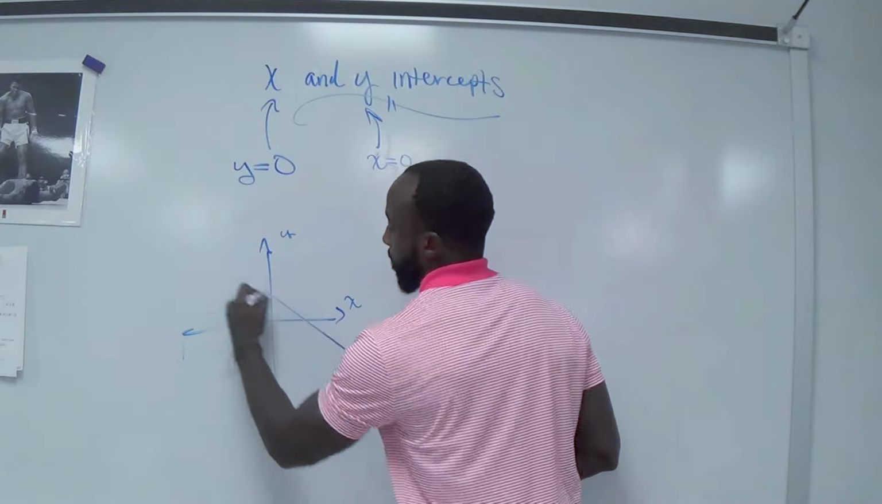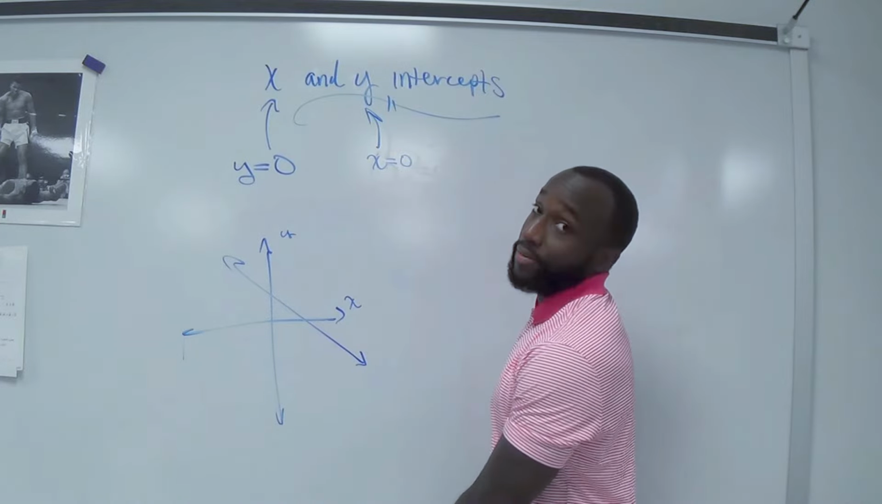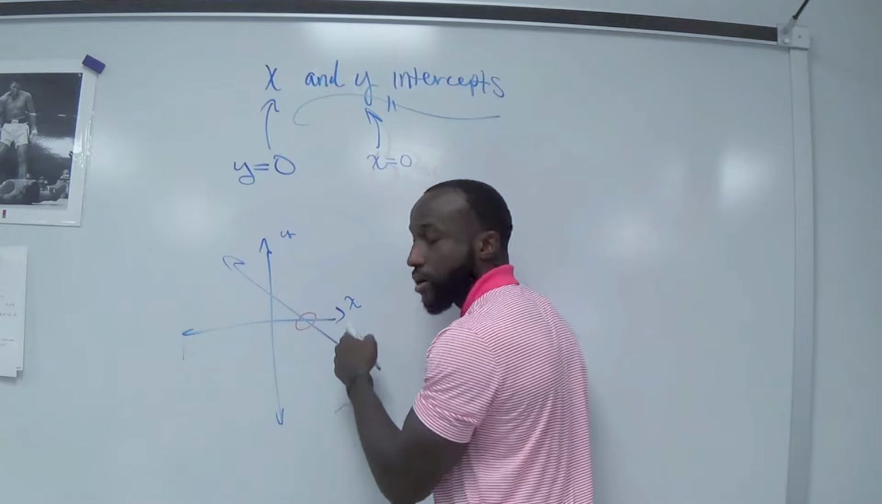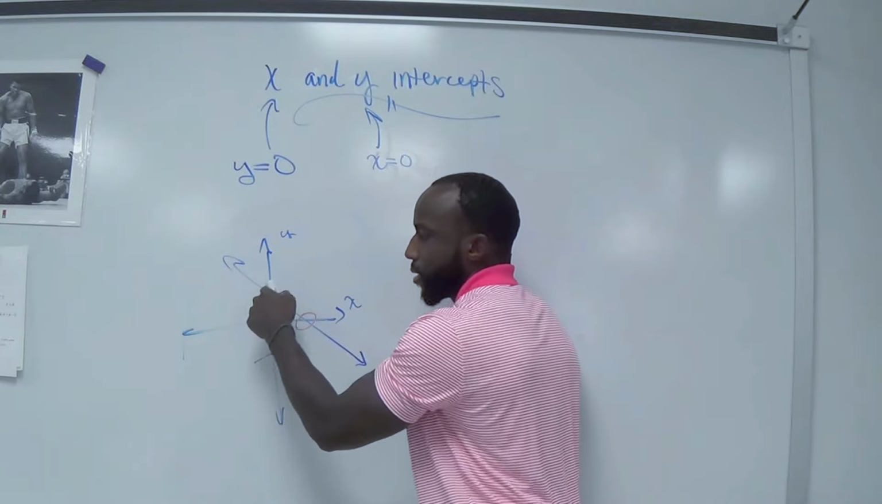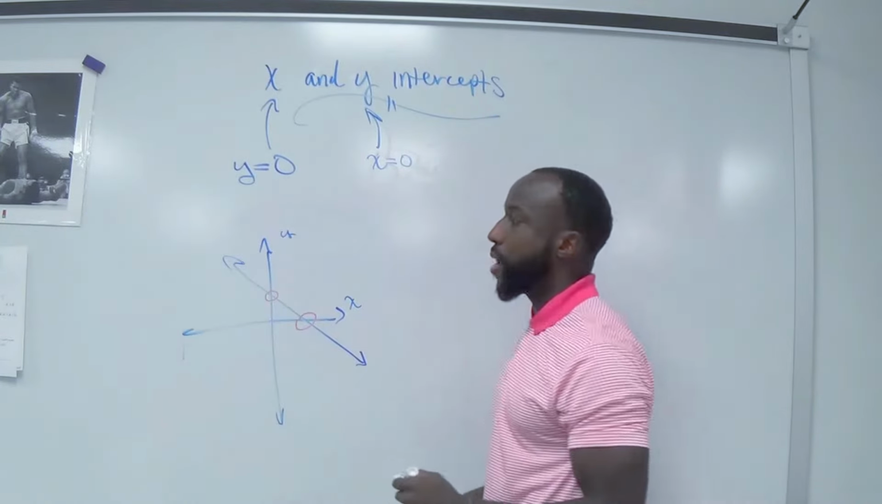So if I were to draw a negative line like this, an example of the x and y intercept would be here for the x-intercept. That's where this line crosses the x-axis. And here for the y-intercept, that's the place where this line crosses the y-axis.